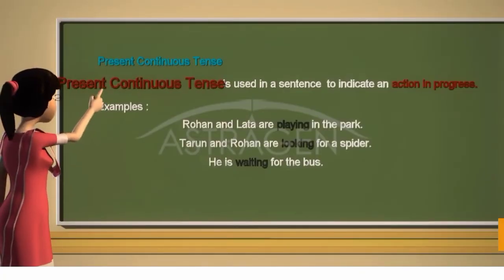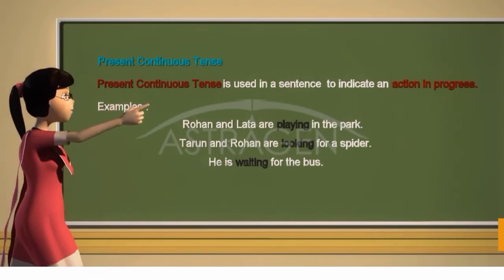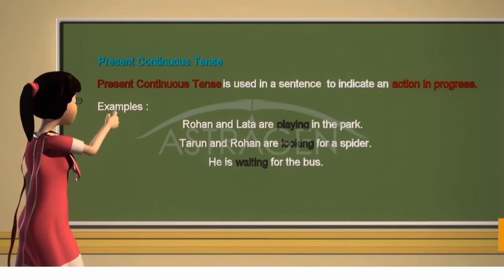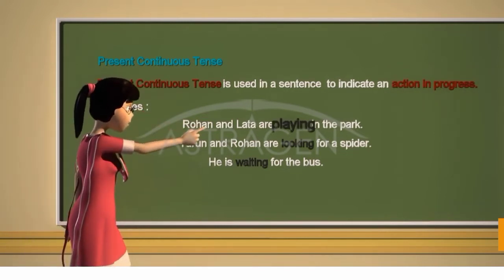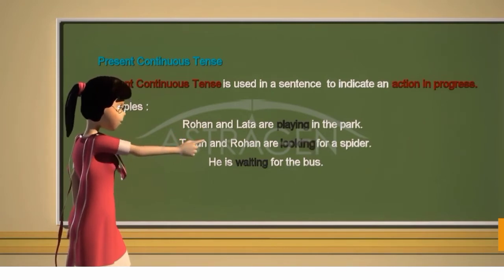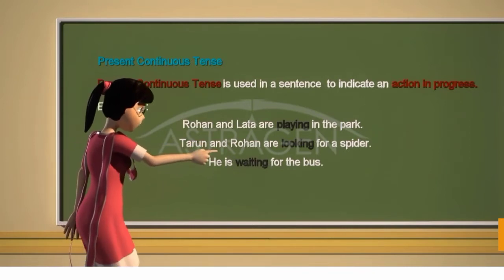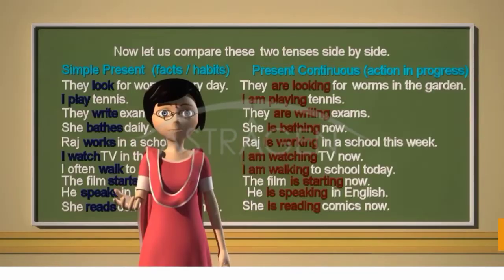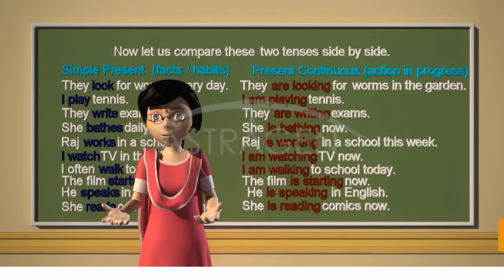Present continuous tense. Present continuous tense is used in a sentence to indicate an action in progress. Examples: Rohan and Lata are playing in the park. Tarun and Rohan are looking for a spider. He is waiting for the bus. Now let us compare the two tenses side by side.